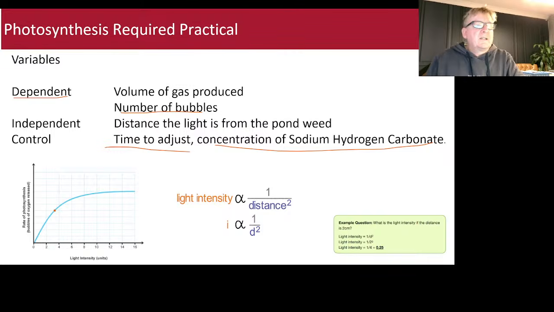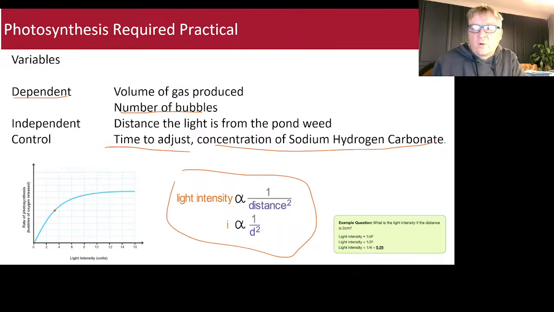All right, calculating light intensity is 1 over distance squared, and the distance squared needs to be in centimeters. An approximation of a graph that you might get would be rate of photosynthesis against light intensity. You can see that as the light intensity increases, the rate of photosynthesis increases until it gets to a certain point where light becomes the limiting factor.